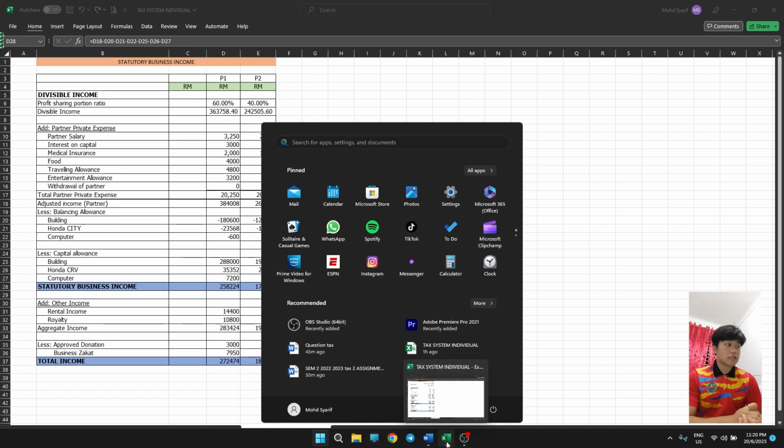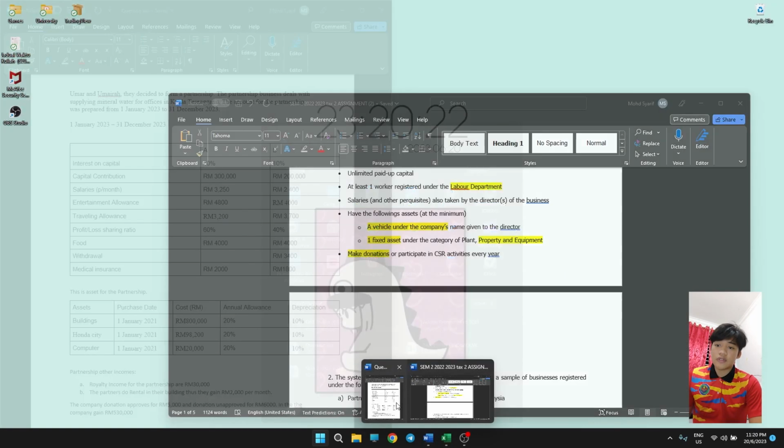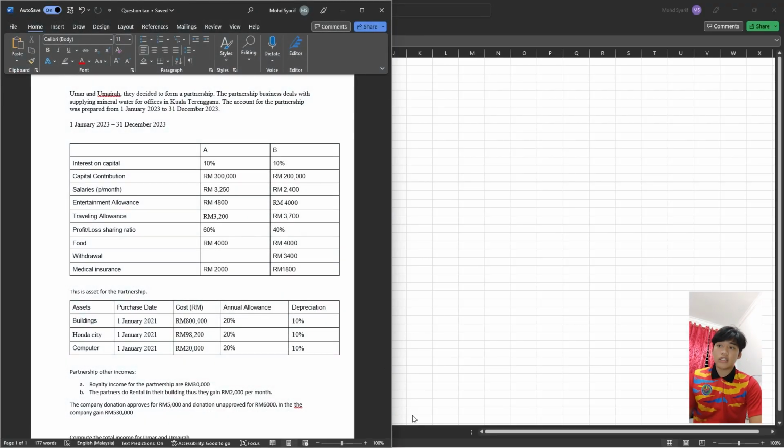I will be presenting the individual assignment that is linked to the group assignment, which is the tax system computations. I prefer to choose the partnership rather than the cooperative. And this is my question.